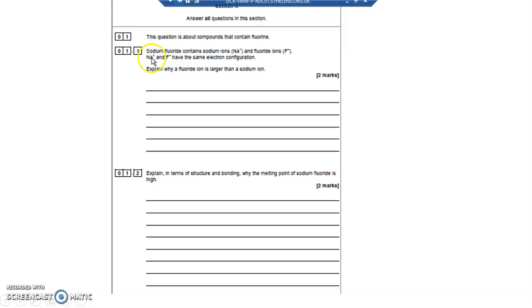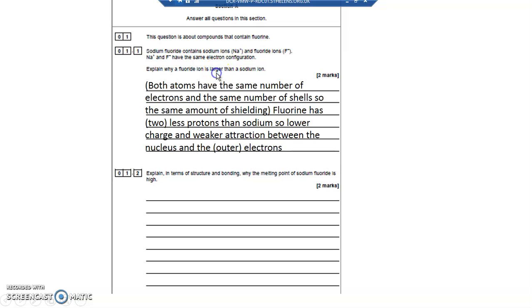Well, sodium Na has got 11 protons and 11 electrons. Fluorine's got 9 protons and 9 electrons. So Na+ has lost 1, it's got 10 electrons, and F- has gained 1, it's gone from 9 to 10. They've both got 10 electrons. They've got the same electronic configuration.